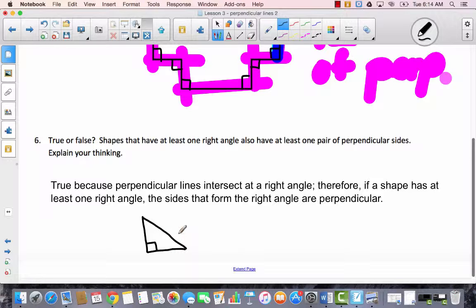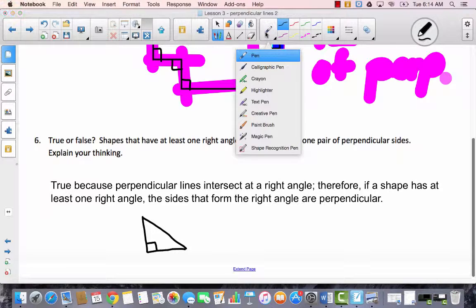All right, so make sure that you fully understand what it means for a pair of lines to be perpendicular. They intersect at an exact right angle. If you forget what perpendicular means, you can always come back and take a look at your journal, or you can look at this problem set.